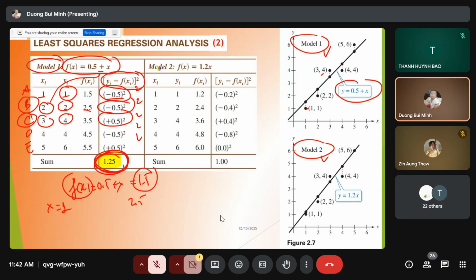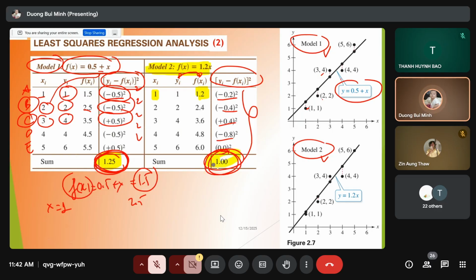1.25. Now we consider model 2. X is 1, so f(x) is 1.5. So we have the difference between yi and f(xi). We do it this way, as I mentioned before, because we want to make sure the errors are always positive. Here you get these values, and when we take the sum, you get 1.0.